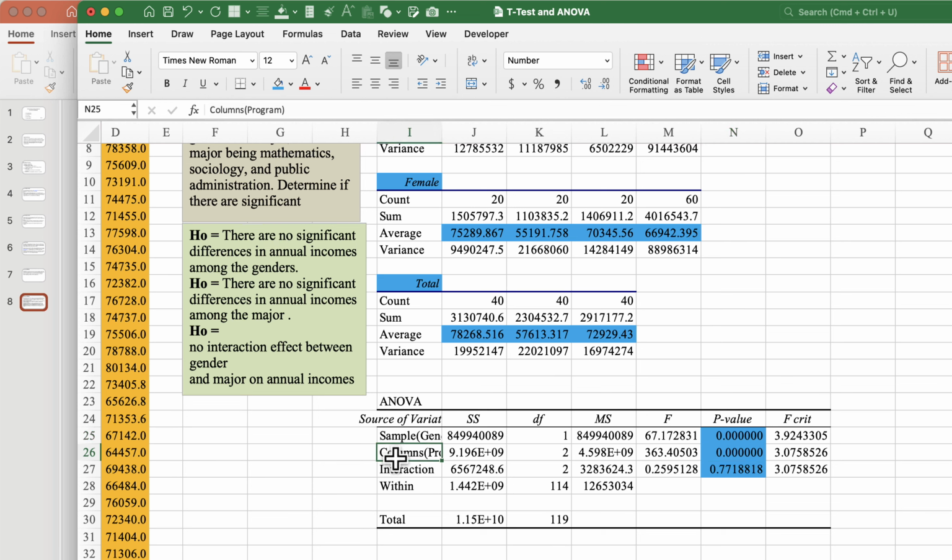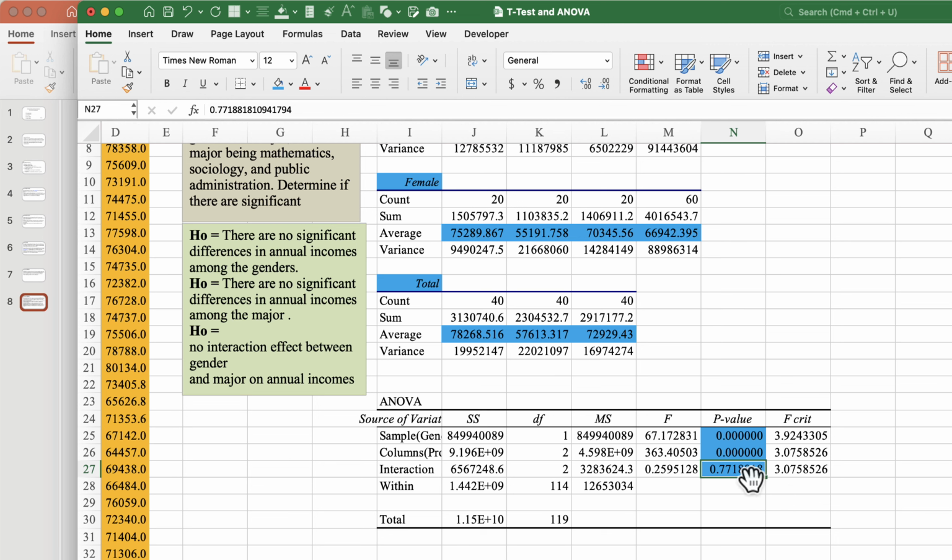And the second thing is about column, the program. This is less than 5%. We are also going to reject this null hypothesis, which says there are no significant differences in annual incomes among the majors. And the last one was about interaction. The value of interaction is more than 5%. So we cannot reject this third null hypothesis, and we would say that the interaction effect is not significant.